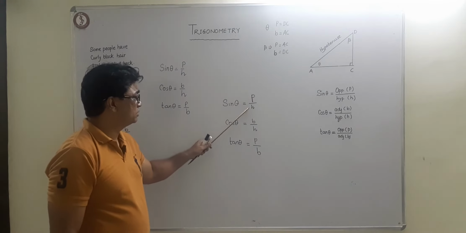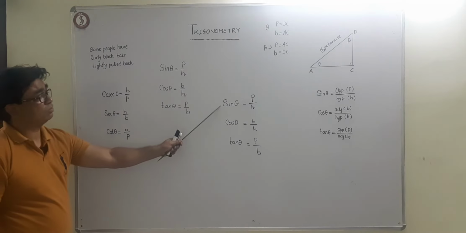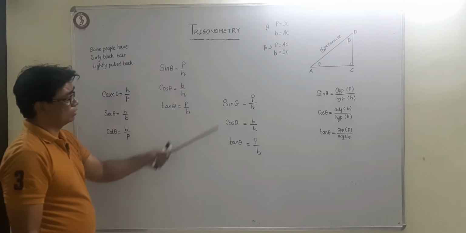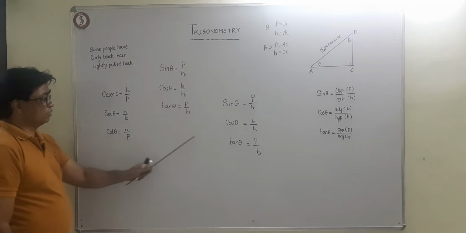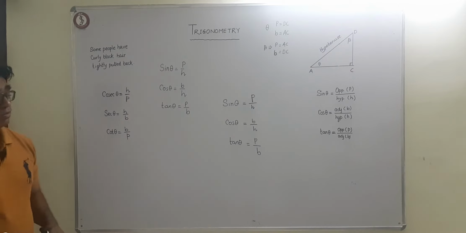So if P by H is fixed, then H by P is also fixed, and H by P is called cosec. If you know sine, P by H, then cosec is H by P. If you know cos, then you know sec, its reverse ratio H by B. And if you know tan, then you know cot, its reverse ratio P by B. So thank you.